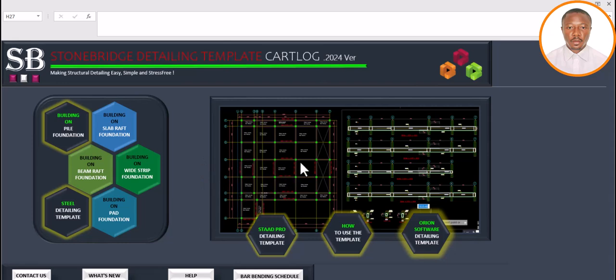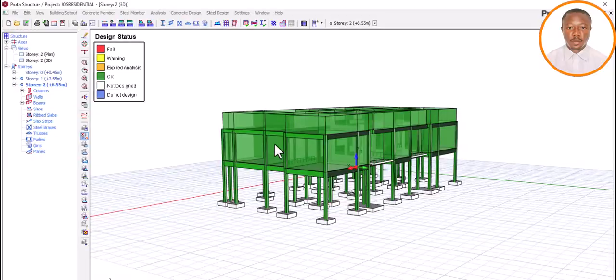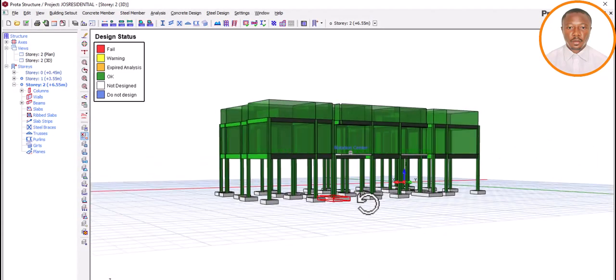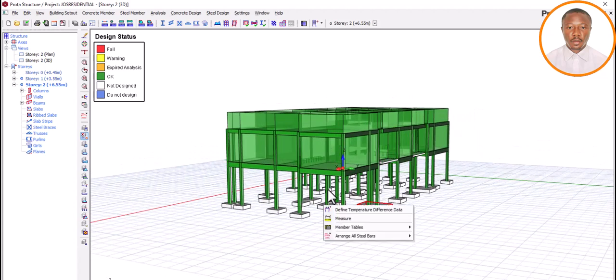In case you want to understand more about this software called STONEBRIDGE, try and watch the part 1 of our video of detailing of this particular structure. We have done the part 1 of our slab detailing of this structure. So today, as we have said, we want to look at part 2 of this particular structure.